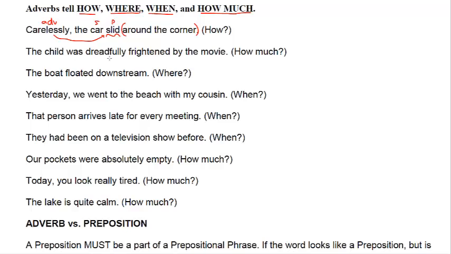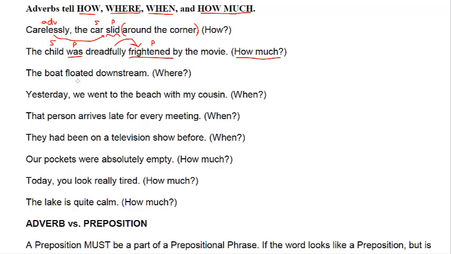The child was dreadfully frightened by the movie. We have our simple subject. Was frightened is our simple predicate. This is a helping verb. This is our main verb. We have this adverb dreadfully telling you how much this child was frightened. This is our adverb dreadfully. It tells you how much the child was frightened. So you have this word modifying a verb. It's an adverb. Answers the question how much.